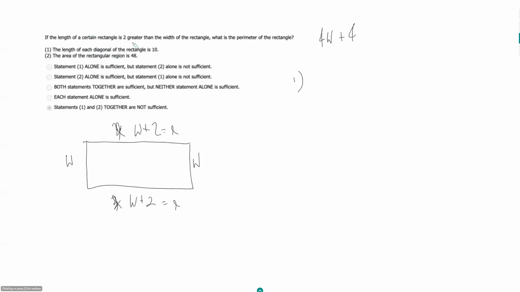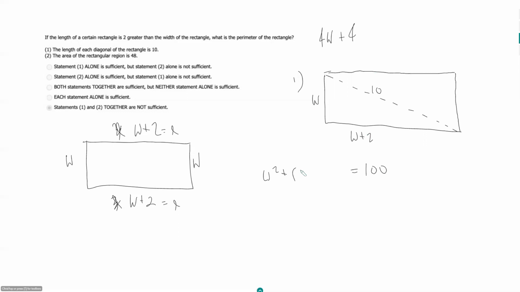The length of each diagonal of the rectangle is 10. So we know W squared plus W plus 2 squared is equal to 10 squared. So that is 100. So the Pythagorean theorem, W squared plus W plus 2 squared is equal to 100.